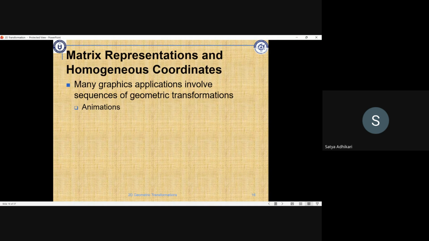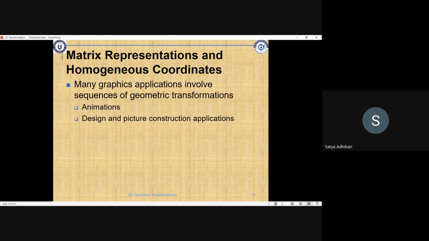So many graphics applications involve a sequence of geometric transformations, one by one. First translation, then scaling, then rotation, then shearing. That is known as composite transformation. Like in animations, if you want to make an animation, you have to apply composite transformations at a time.